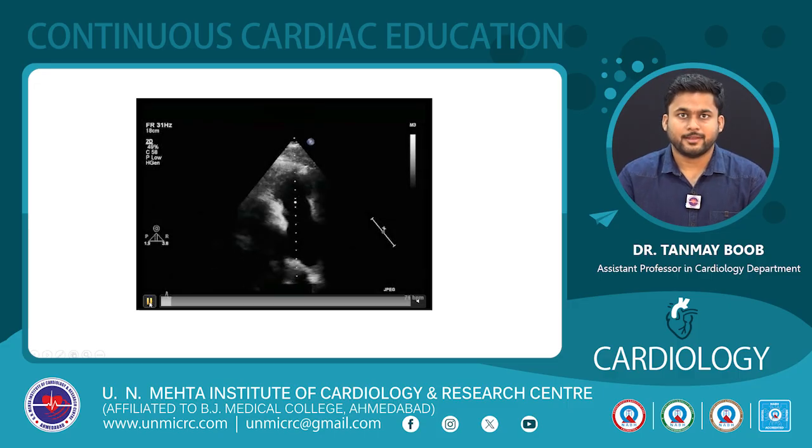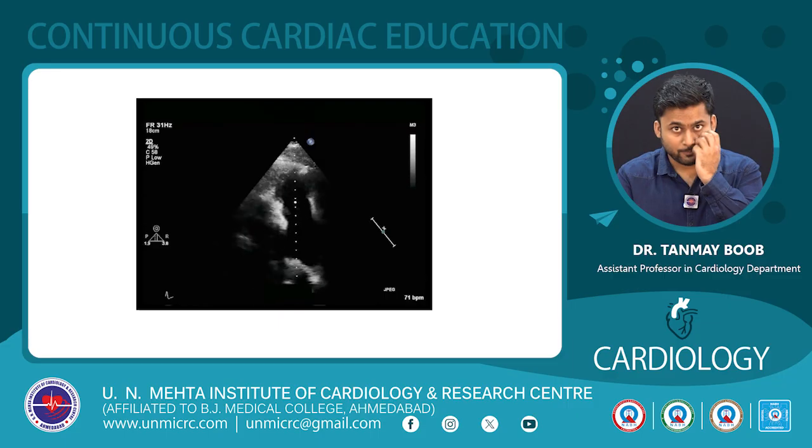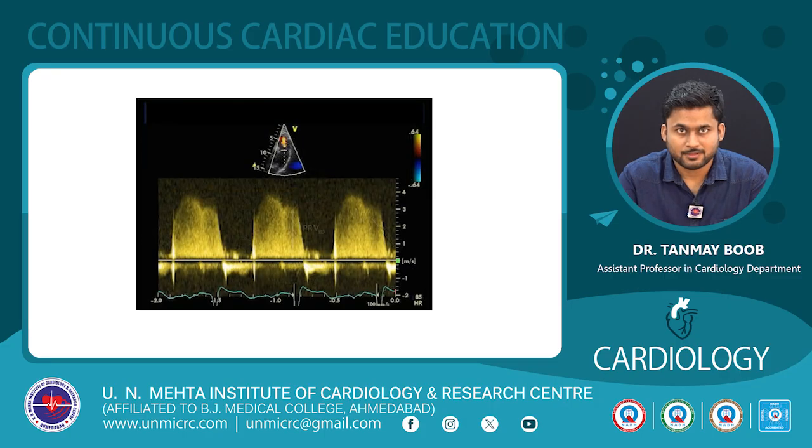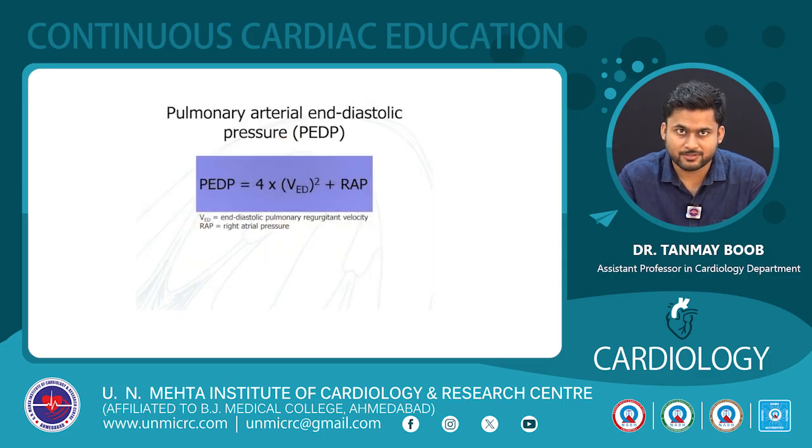The video demonstrates the pulmonary valve opening. A continuous wave Doppler is applied at the pulmonary valve opening. We can see there is a PR jet. The jet has a primary peak, as shown. We will be calculating the mean PA pressure by this first peak, and the pulmonary artery diastolic pressure.